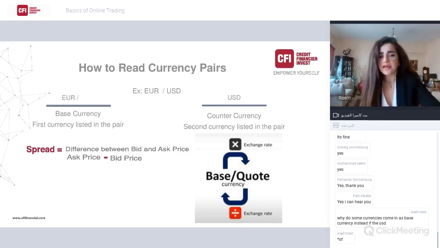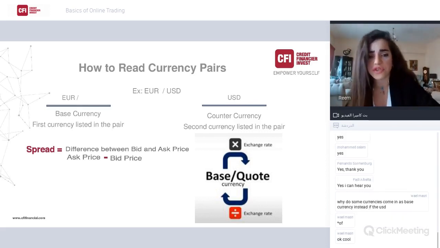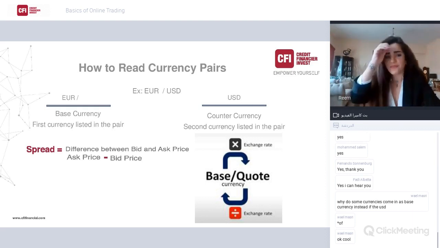As I was saying, if the euro is on the left, this means the euro is stronger than the dollar. You read this pair as 1 point, let's say 0.1 something. Because the euro in this pair is stronger than the dollar, you have the euro on the left and the dollar on the right. If the dollar is on the left, it means the dollar is stronger in this pair. Let me know if this answers your question. So I'll go on.